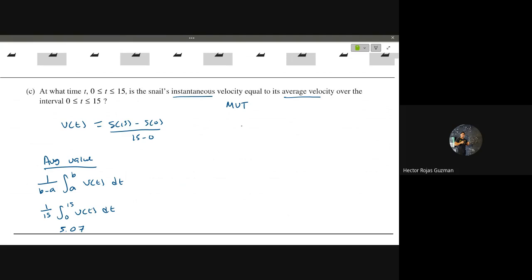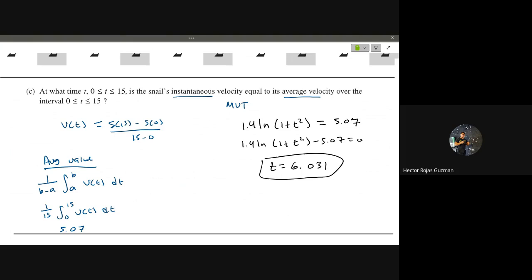So take your instantaneous velocity and make it equal to the average velocity. Now, you're going to use your calculator for this. I would recommend for you to subtract the 5.07 and make it equal to 0. Graph your function and find the x-intercepts. And the x-intercepts are going to be 6.031 minutes.